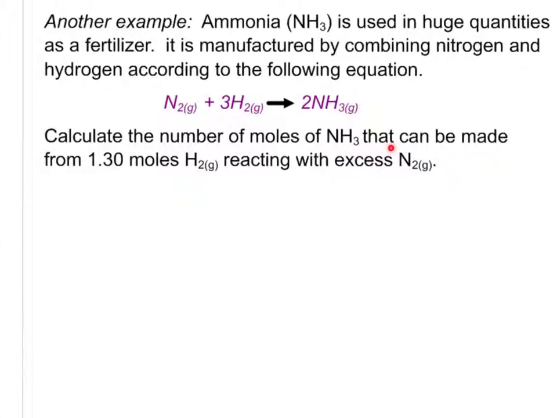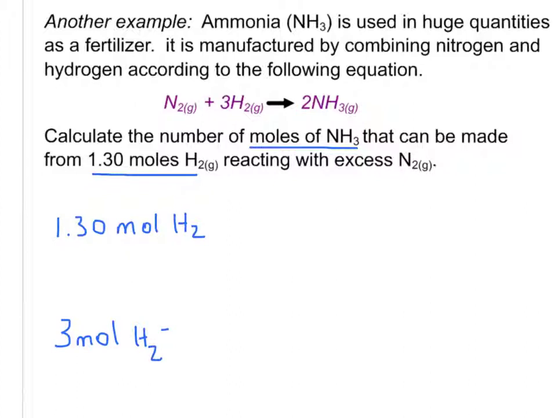That means they're giving us plenty of nitrogen. We don't need to worry about how much nitrogen is there. We just need to worry about the hydrogen. So, if we start with our 1.3 moles of hydrogen, we want to know how many moles of ammonia can be produced as a product. Start with our 1.30 moles of hydrogen. We also know that our mole-to-mole ratio here is 3 moles of hydrogen. It's going to give us 2 moles of ammonia.